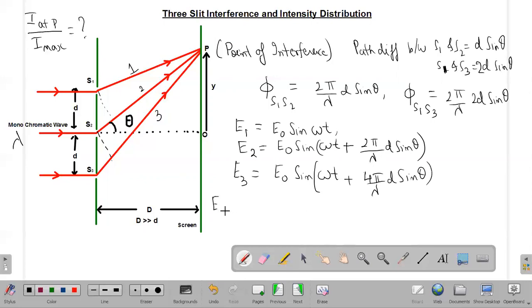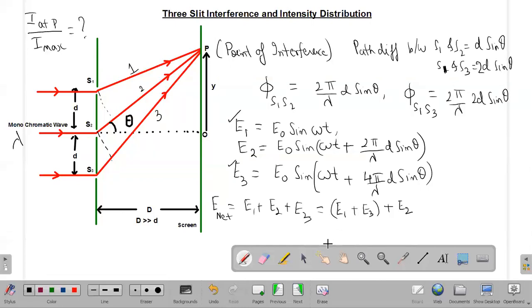You apply the superposition theorem and get the net electric field at point P, which is E1 plus E2 plus E3. Then you have to do some mathematical, trigonometric exercise. I can give you a hint: first of all simplify E1 plus E3, and whatever result you get from E1 plus E3, add E2 to it.